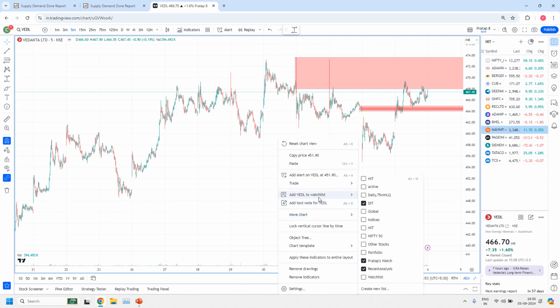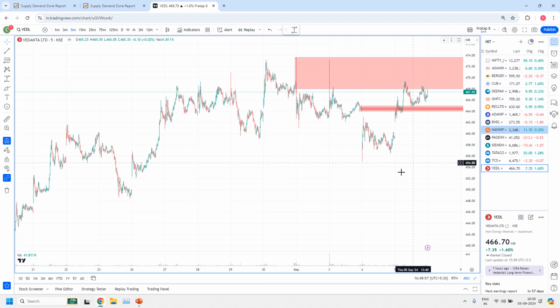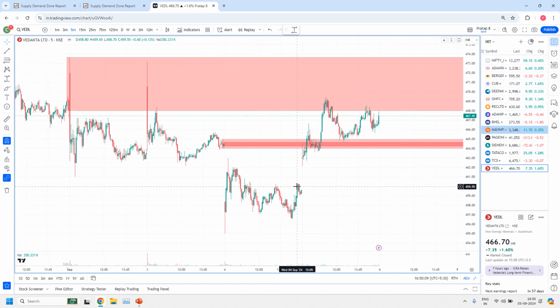So that's why I'm wondering, one stock is missing. Navin Florine is an invalid zone. Nothing is there to learn. The only learning is, if the ITF zone is pierced, you cannot use an in-the-zone confluence for a higher trade setup, a high probability setup. So VEDL.